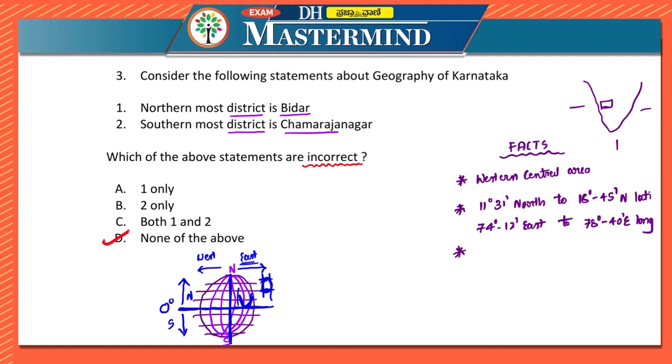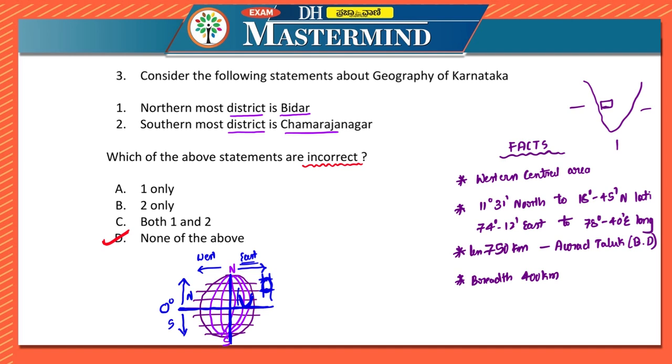Now the length of the state is 750 kilometers from north to south. In the north you have Aurad Taluk of Bidar district, the northernmost tip of the state. In the south you have Chamarajanagar district. So this is the length of the state. When it comes to the width or breadth of the state, it is 400 kilometers.